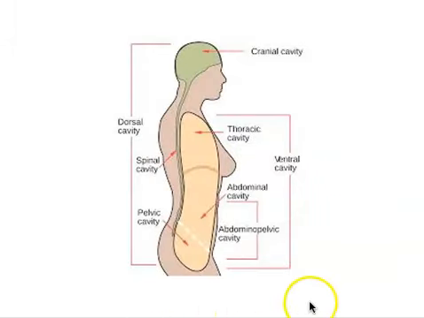On this slide, we're looking at a human standing upright and facing to the right. Again, we can see several of the structures that we've talked about so far. They've outlined the dorsal cavity, the ventral cavity. Within the dorsal cavity, we can see the cranial cavity and the vertebral cavity. On the ventral cavity, we can see the thoracic cavity, the diaphragm, and then the abdominopelvic cavity, which we could break into abdominal and pelvic.